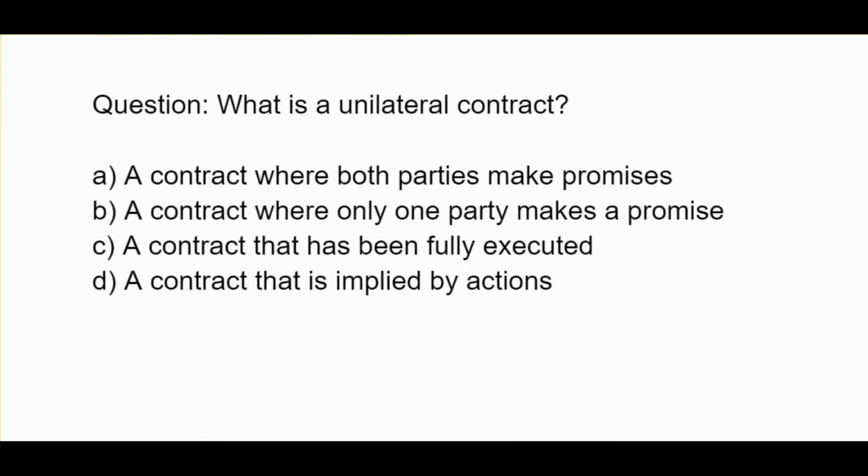What is a unilateral contract? A, a contract where both parties make promises. B, a contract where only one party makes a promise. C, a contract that has been fully executed. D, a contract that is implied by actions.